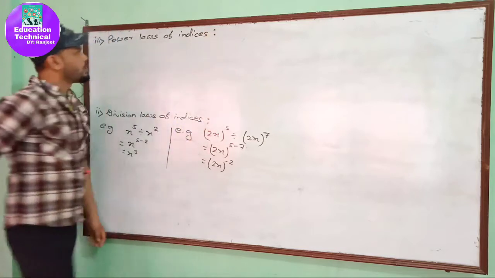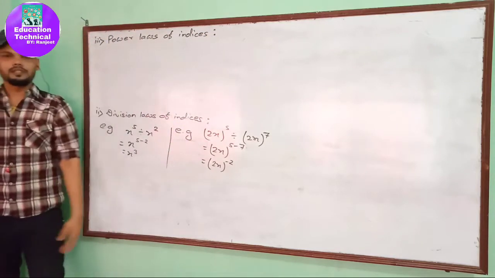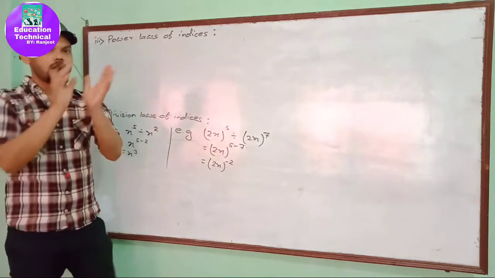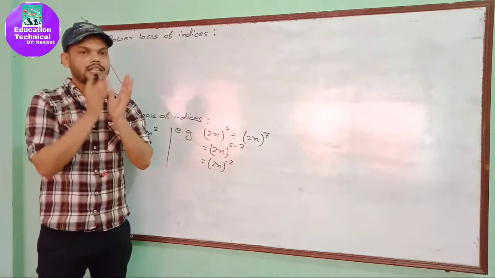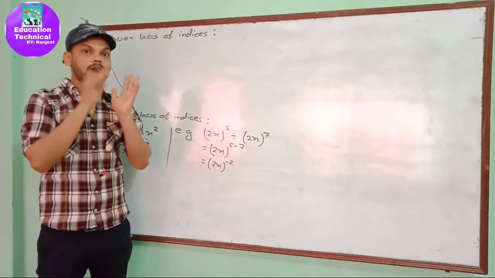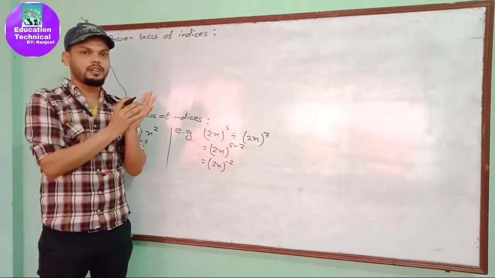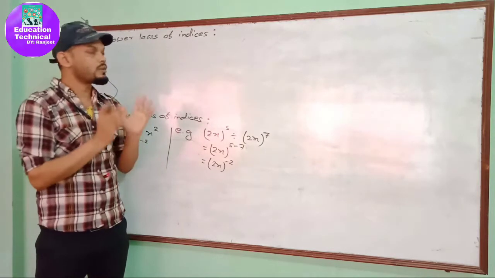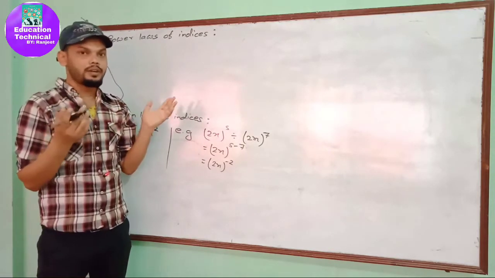Okay. So now this power law of indices says that sometimes we find that any algebraic term has already a power, and the power of that power is also given. Then in such condition, what should be done? What should be applied?